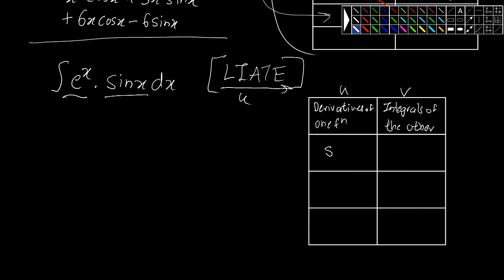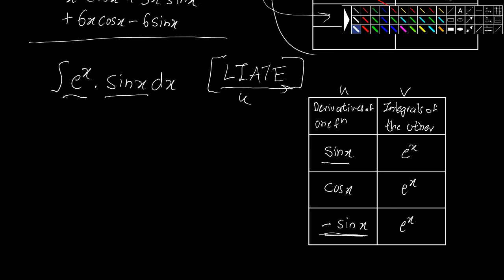So sine x, e to the x. The derivative of sine of x is cosine x, and the integral is e to the x. This is minus sine x. This is e to the x. We stop here. And why do we stop here? The idea behind this is we stop where the function which is repetitive comes back to its own.